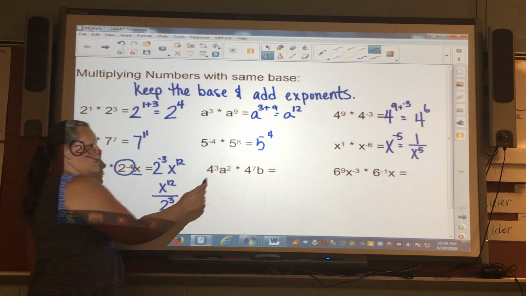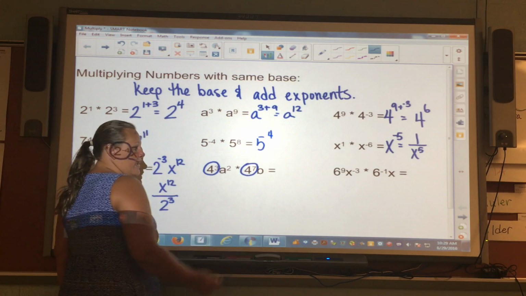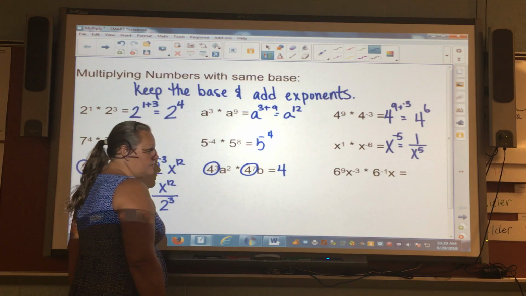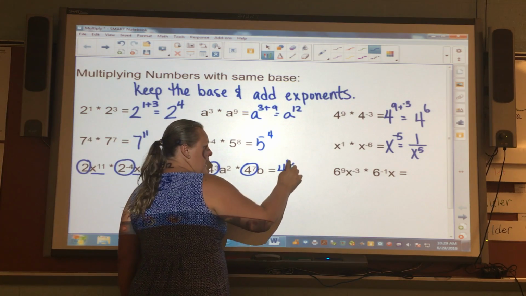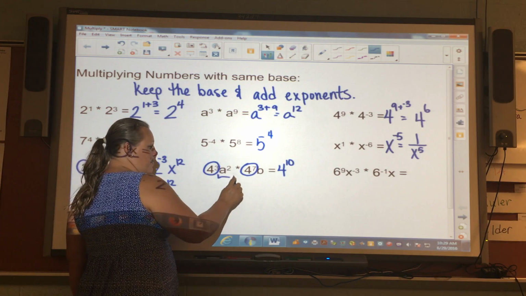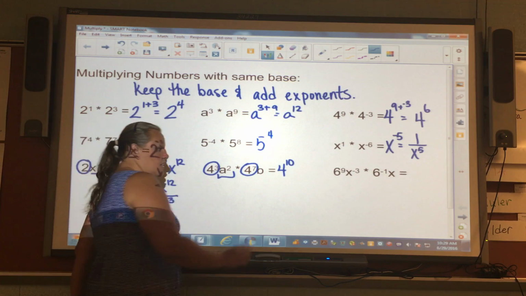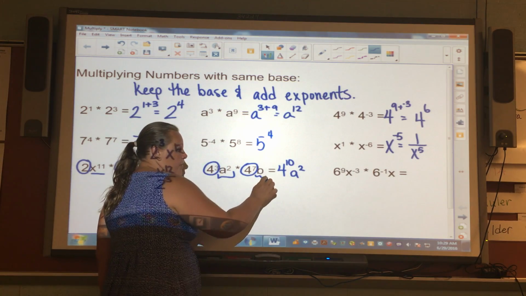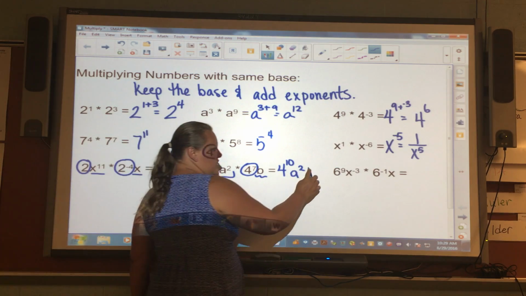The next one, I have a base 4 and a base 4. So I'm going to keep the base 4 and add. 3 plus 7 is 10. I have a base of A, but I don't have any other A's. So it's just going to tag along and stay exactly how it looks. And then I have a B, and I don't have any other B's. So again, that one will just tag along.